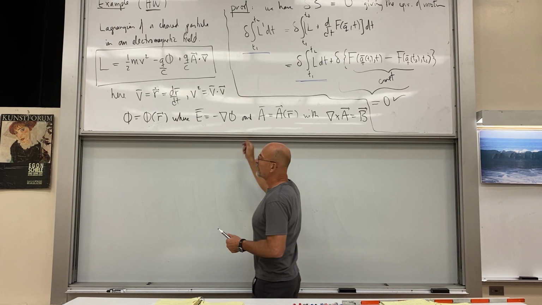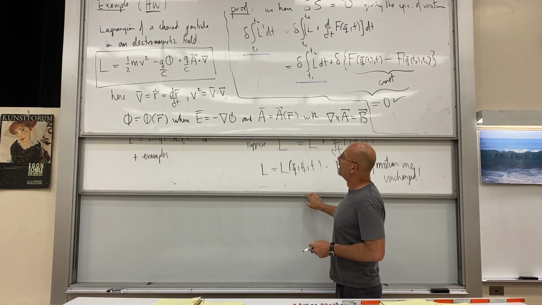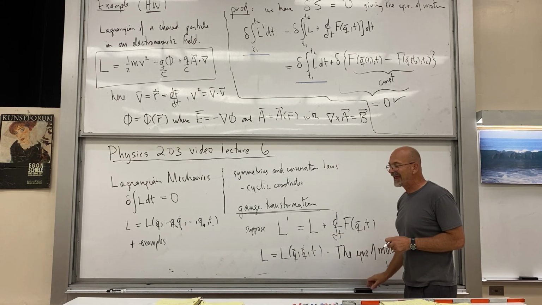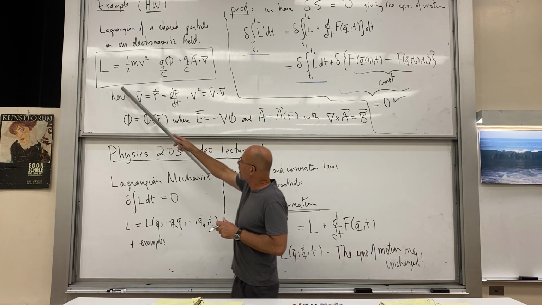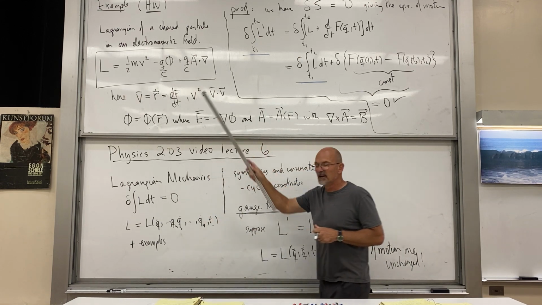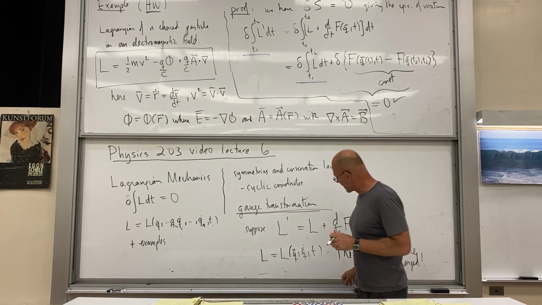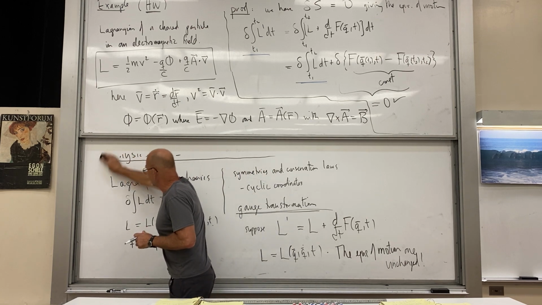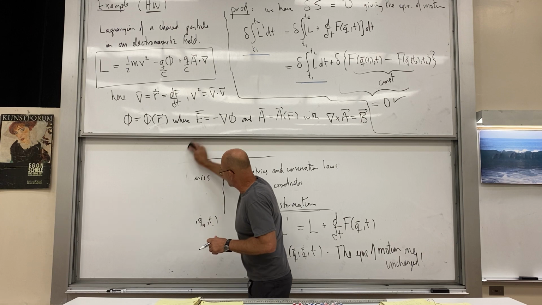Well, actually, should you take my word for that? One thing we can do is apply the Euler-Lagrange equations to this Lagrangian and make sure we get out the motion of a charged particle, the equation of motion of a charged particle. And possibly we'll do that. But right now I want to talk about the gauge transformation.